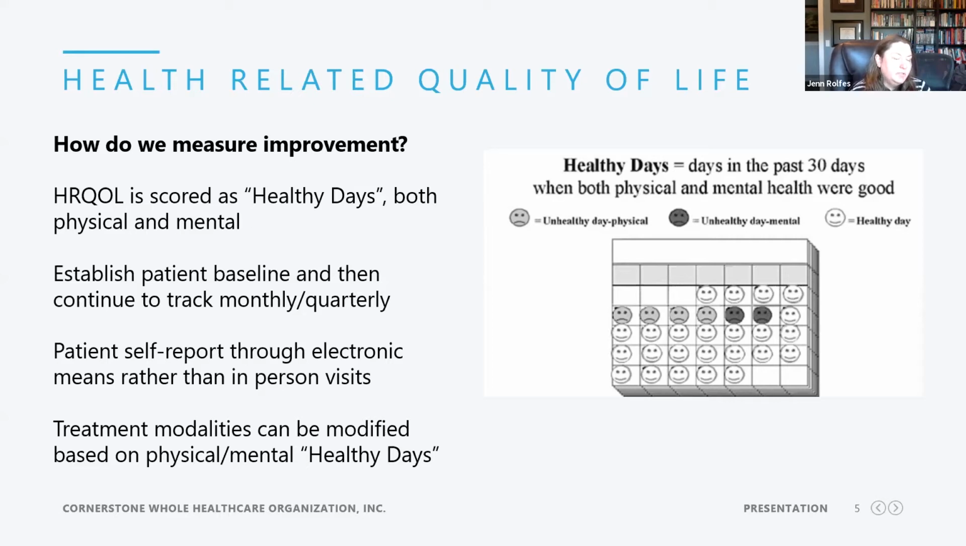So there's a variety of quality of life measures. One of them that is pretty common is the health-related quality of life, which is a measure that the CDC uses. So the HRQOL is scored as healthy days, both physical and mental. Essentially it asks patients in the last 30 days, how many days did you feel physically unwell? And the same thing with mental health.